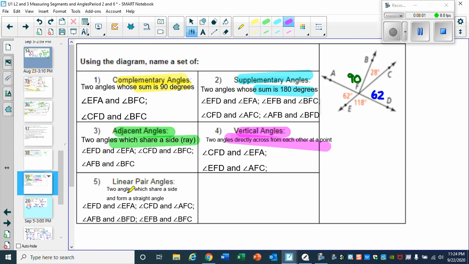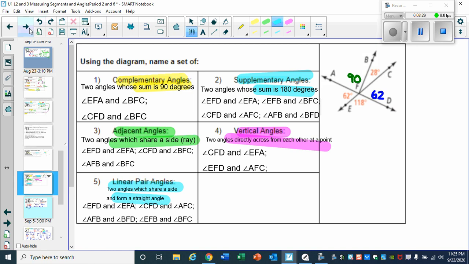Now, linear pairs. Basically, in this case, it's almost the same, if not the same. This is actually the same as supplementary angles, because they share a side and form a straight angle. In this case, it's going to be the same exact thing as number 2.